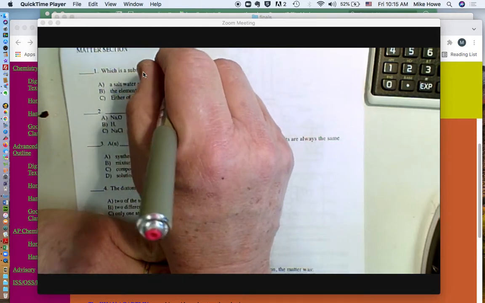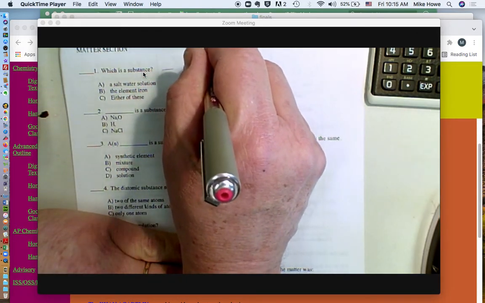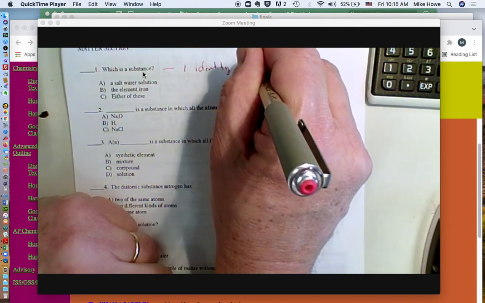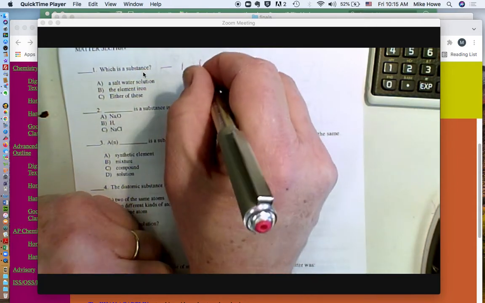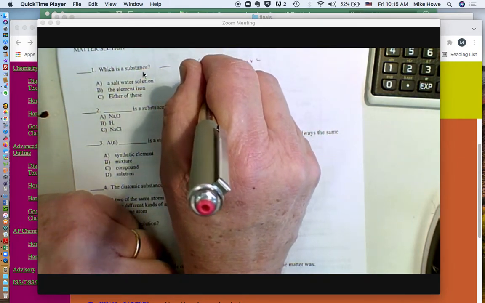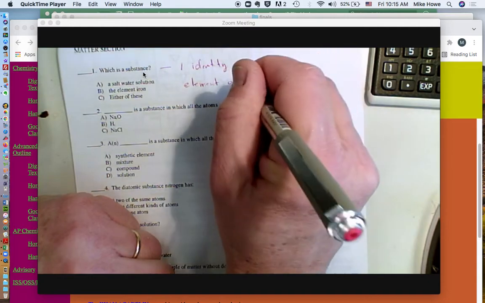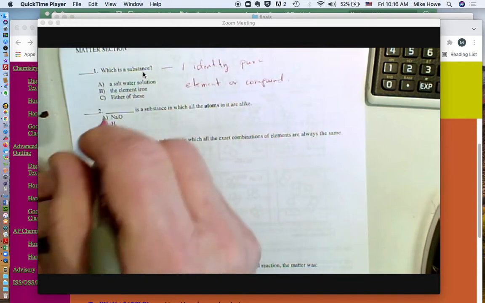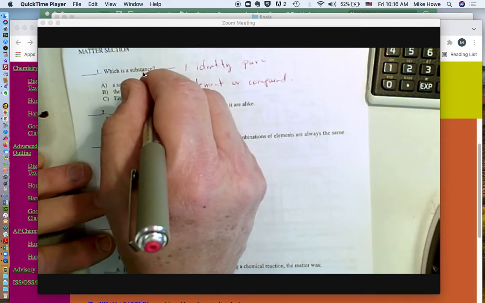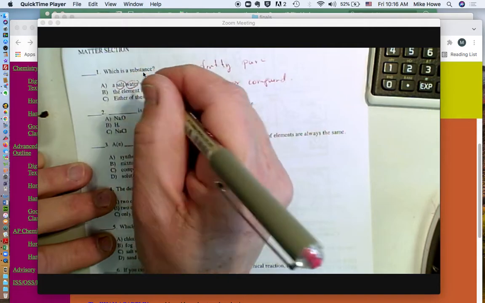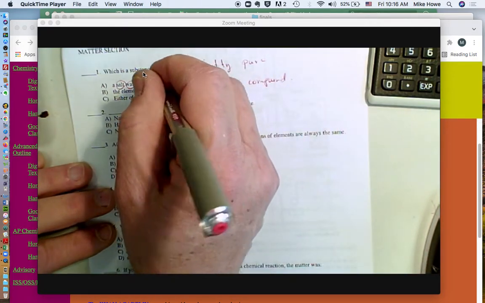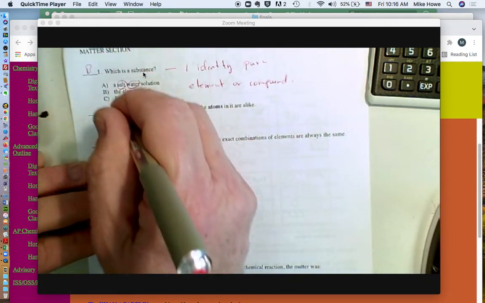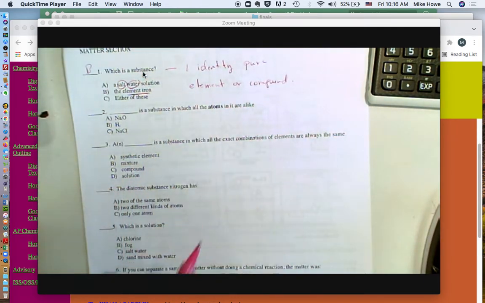A substance is something with only one identity. It has to be pure. So something that's pure, one identity, would be either an element or a compound. So with these choices, salt water contains salt and it contains water. So that's two different things, so it's not a substance. Iron is an element, and so it falls into the correct category of having a single identity.